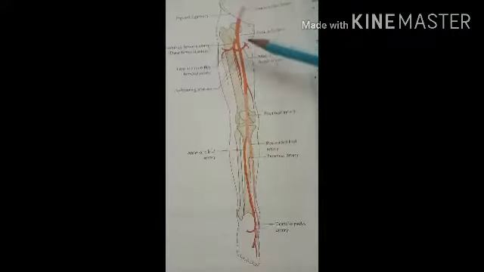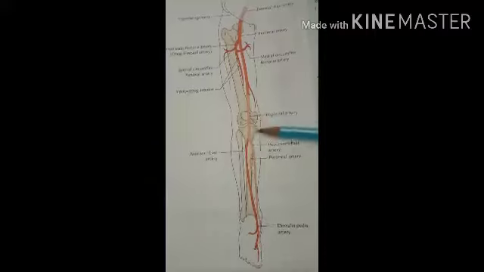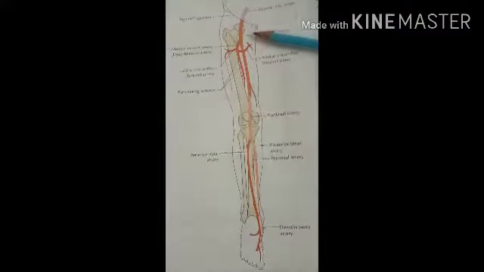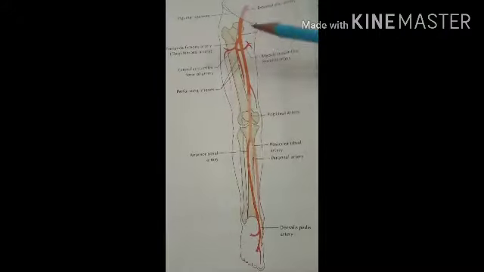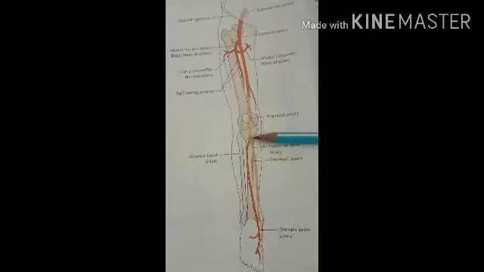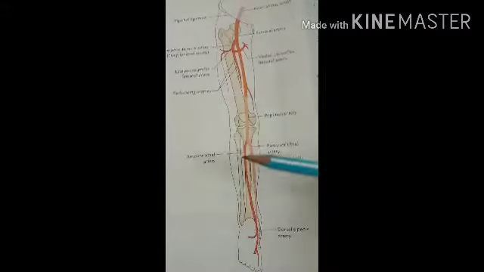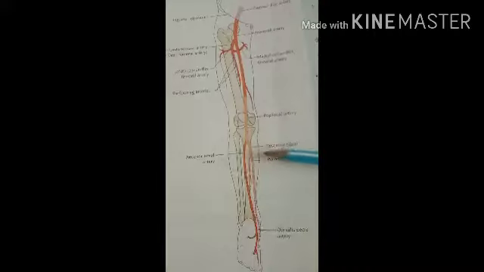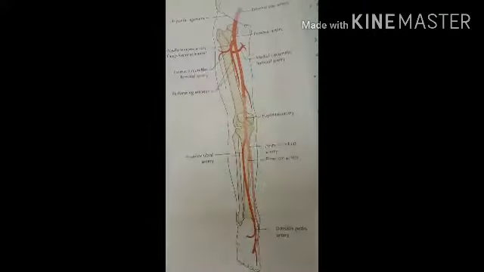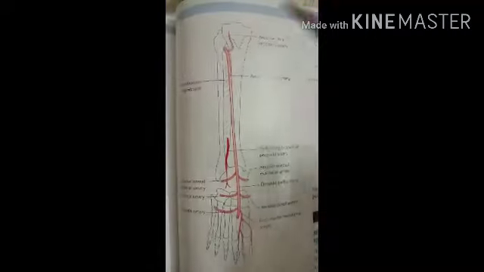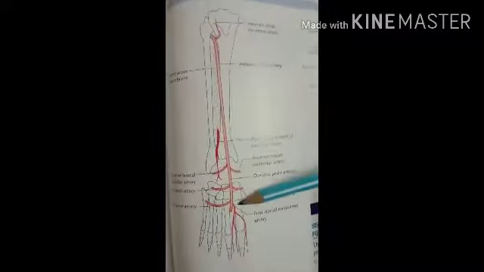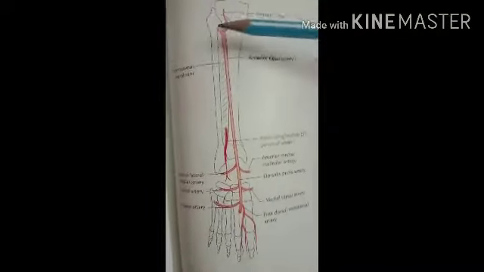Out of these, the femoral artery we have seen in the femoral triangle and the thigh region, and the popliteal artery we have seen in the popliteal fossa. Now we have to see the anterior tibial artery, the posterior tibial artery and the dorsalis pedis artery. So let's see the details of these arteries. Here in this diagram you can see the anterior tibial artery.